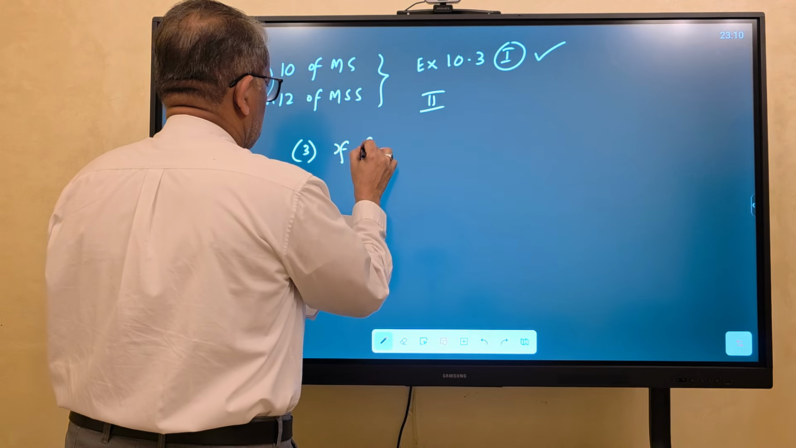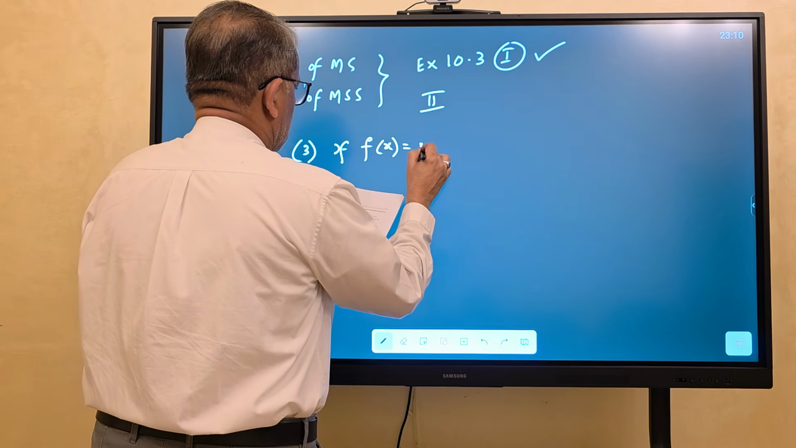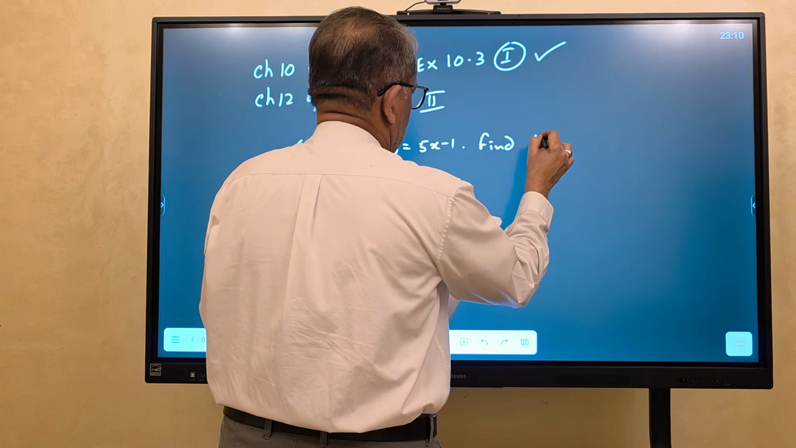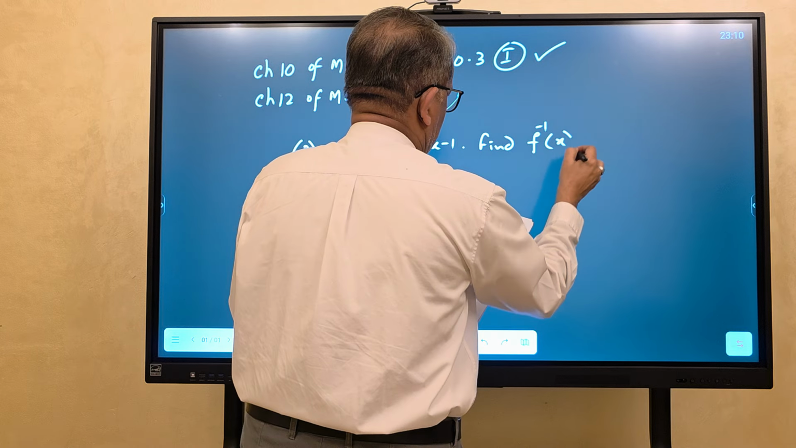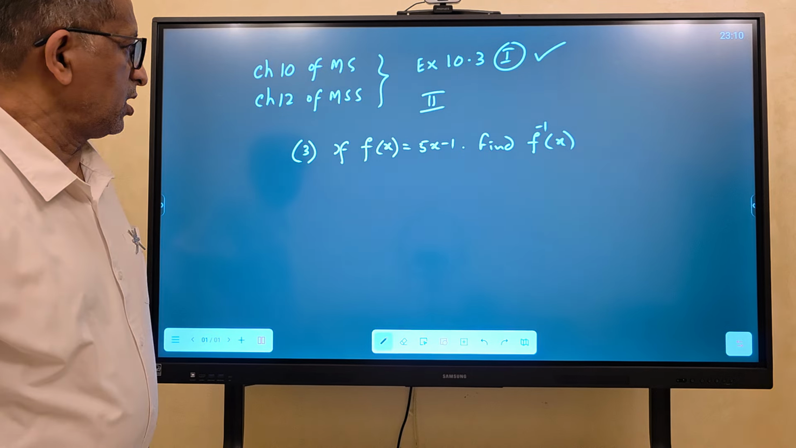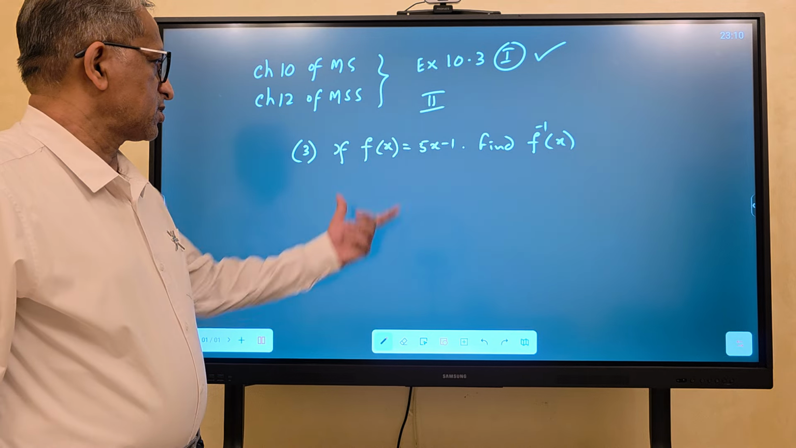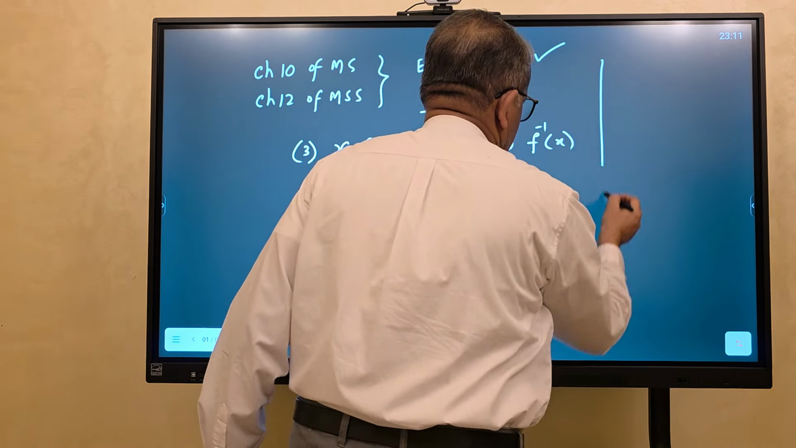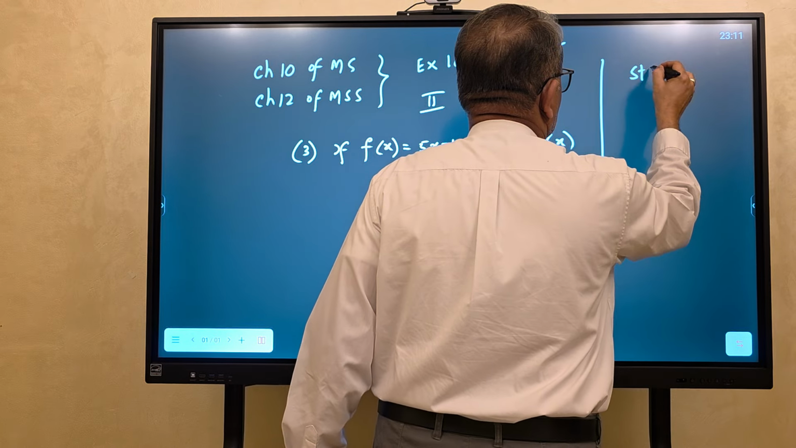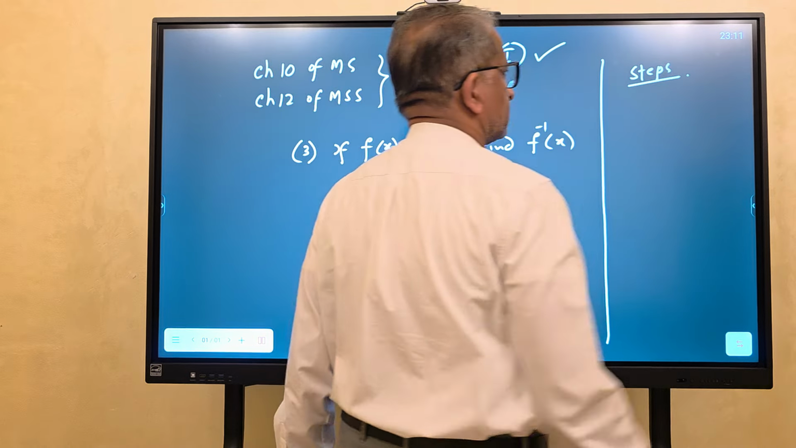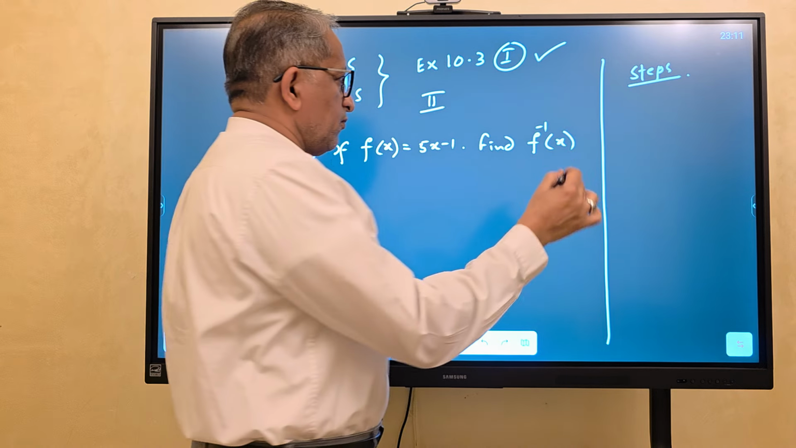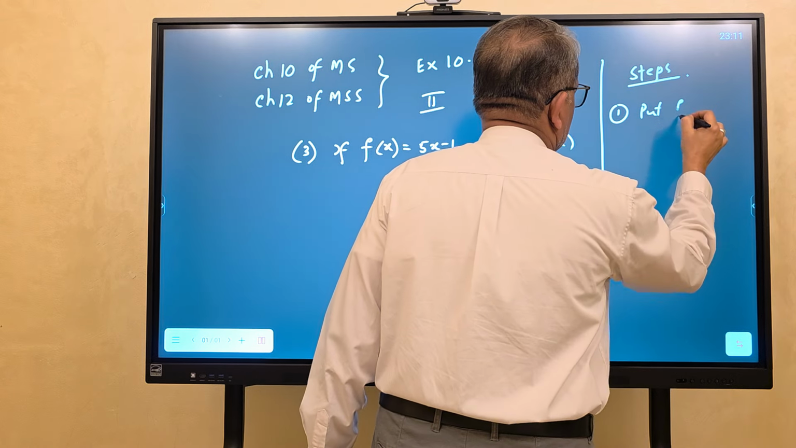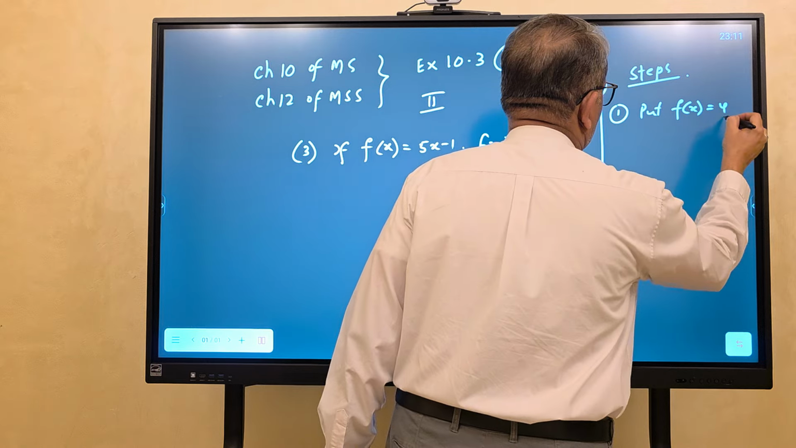If f(x) is equal to 5x minus 1, find f inverse x. This is the question. So here you are asked to find the inverse of the function. So what are the steps? I am just giving you the steps here. There are 4 steps here. Number 1, put f(x) equal to y, the first step.